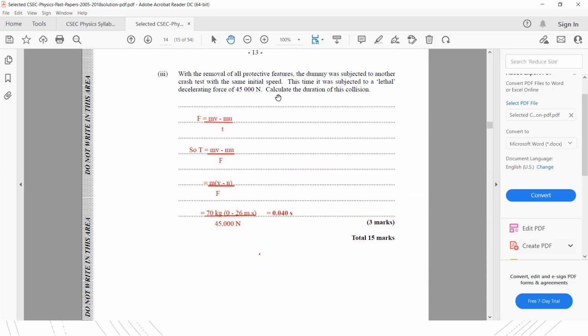In this question, we are to calculate the time, the duration of the collision, and we just apply the same equation. Force is equal to rate of change of momentum. So what we do is transpose for the time. The time will be equal to the change in momentum over the force, and that is going to give us 0.04 seconds. The force was given as 45,000 newtons. So all you need to do is to manipulate this formula here.